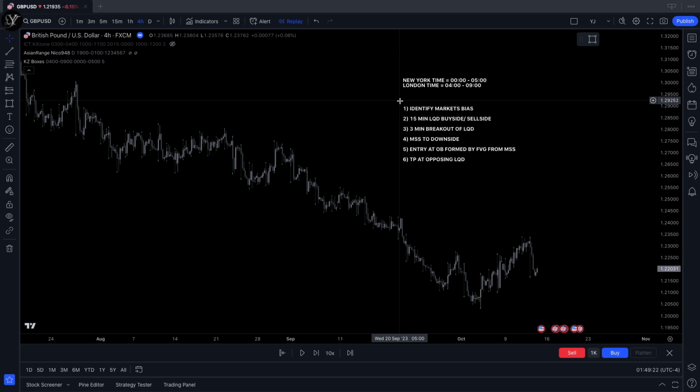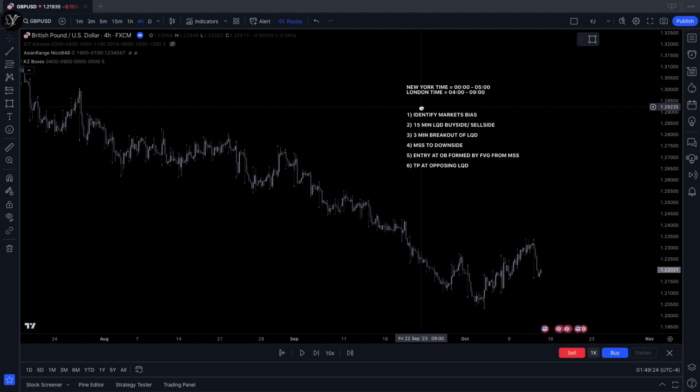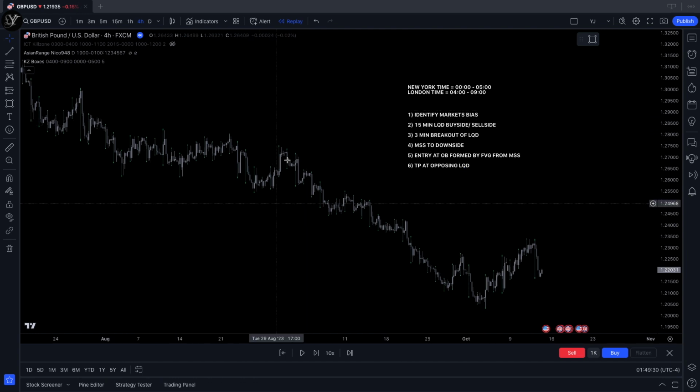So let me walk you through the steps for this strategy. First step is to identify the market's directional bias. Is the market bullish or bearish? Step number 2, we'd want to drop down to the 15-minute liquidity and we're going to want to mark out our buy side and our sell side. So in other words, we're going to want to mark out our high and our low of our Asian session.